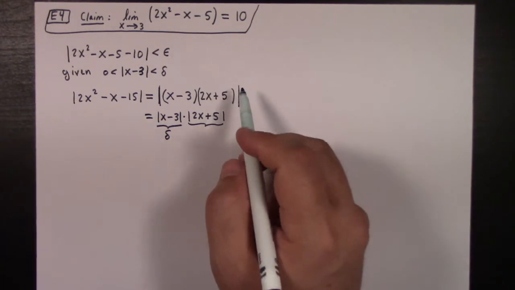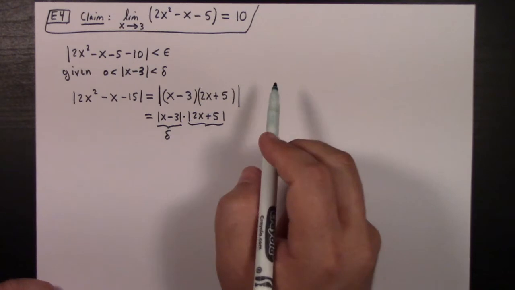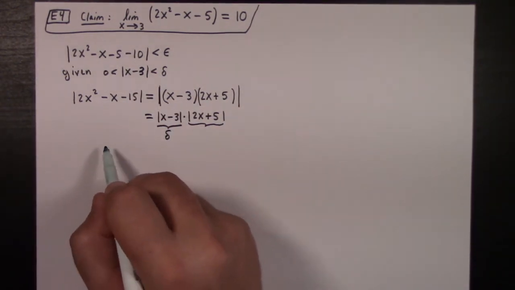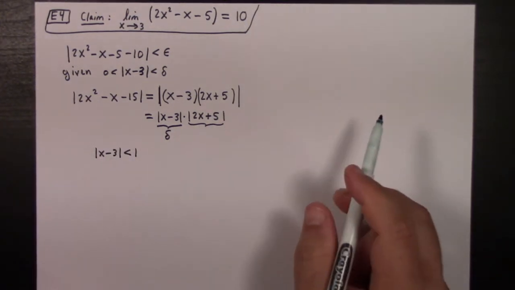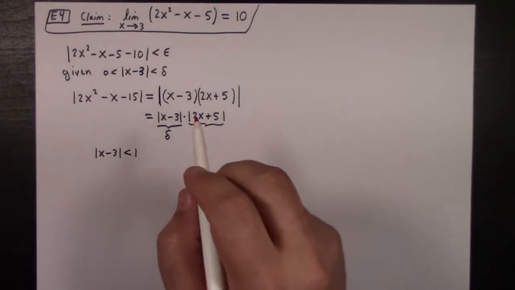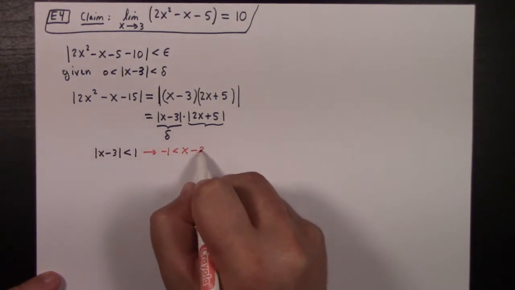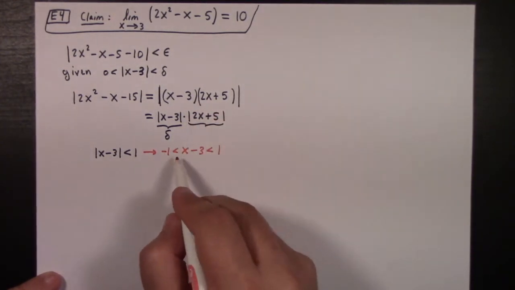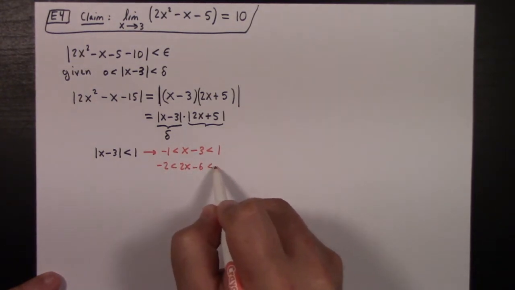If you think about it, if x is close to 3, what's going to happen to this? Well, let me just show you. If we have the absolute value of x minus 3 is less than 1, suppose just for the sake of discussion that we're within 1 unit of the limit point, all right? That's just a choice. But if that's the case, that means that minus 1 is less than x minus 3 is less than 1. I want to find out something about 2x plus 5, so I just multiply this by 2. Minus 2 less than 2x minus 6 less than 2.